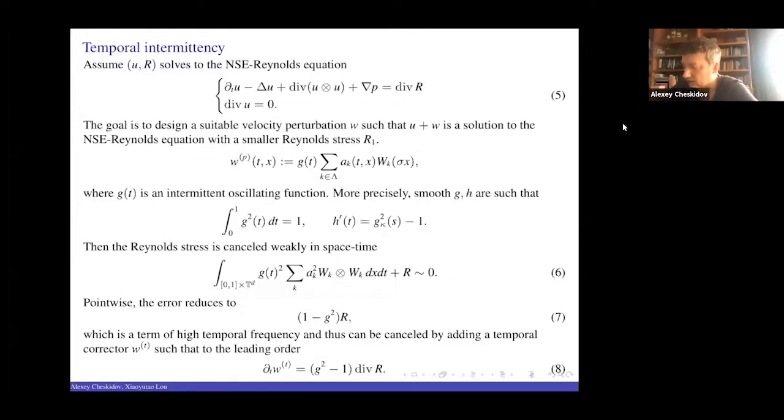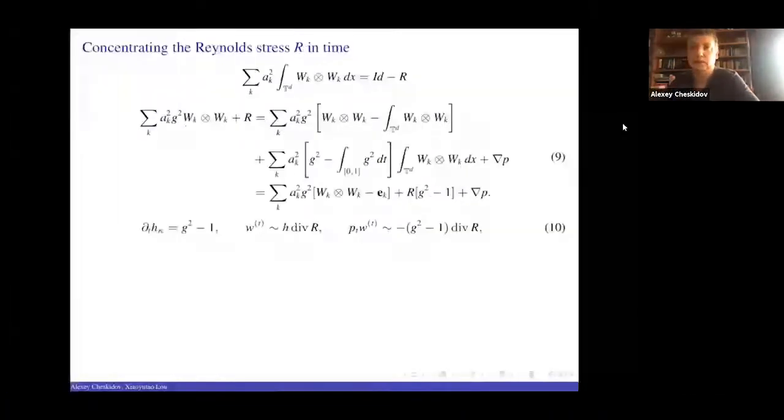Well, of course, if it's canceled on average, there will be something left, which is one minus g squared times R. So if g were just one, there would be nothing left. In our case, this term is going to be killed by a temporal corrector, which we are going to show is small because it's of high frequency. So this is the idea, and maybe let me just say.